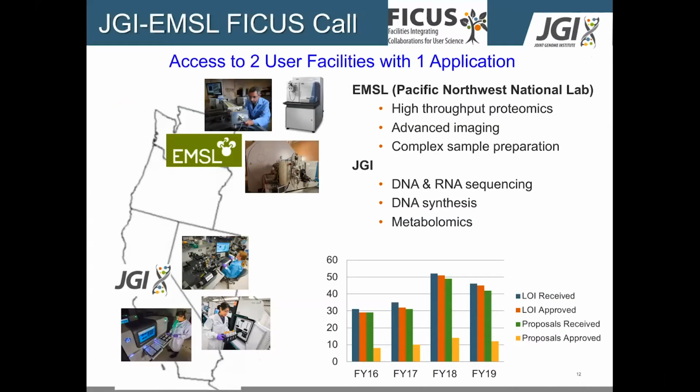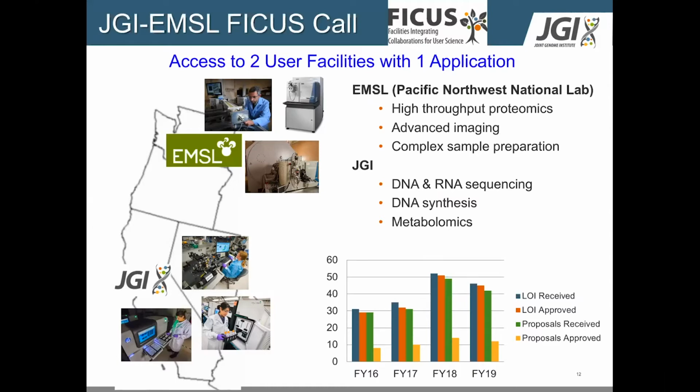And then, as I already mentioned, we have a joint call called the JGI EMSL FICUS call. Please check out our website and probably EMSL's website for timelines of when proposals are being accepted and when due dates are. This particular call gives you access to capabilities at both facilities with just one application. I've listed, for example, for EMSL, we have high throughput proteomics, advanced imaging, and complex sample preparation. And at the JGI, it would be sequencing, DNA synthesis, and metabolomics with LC-MS based methodology.